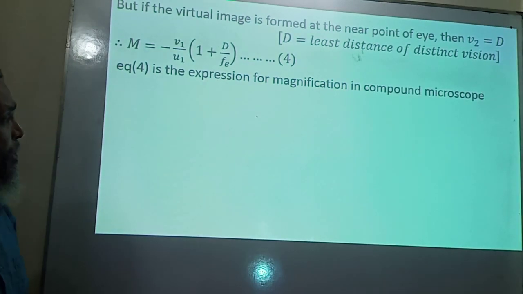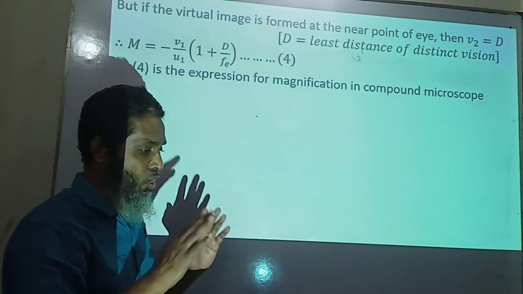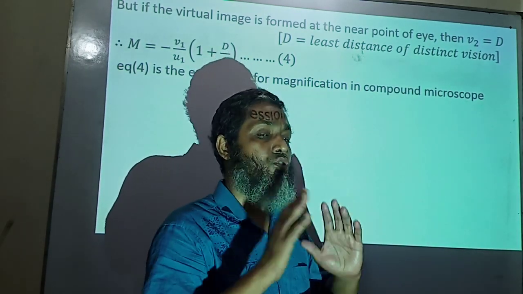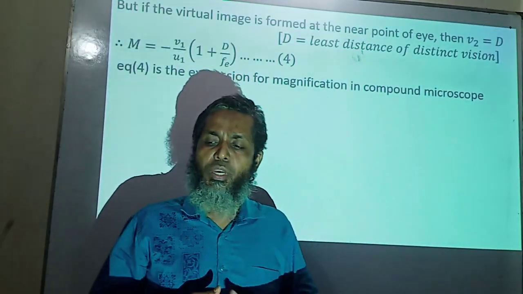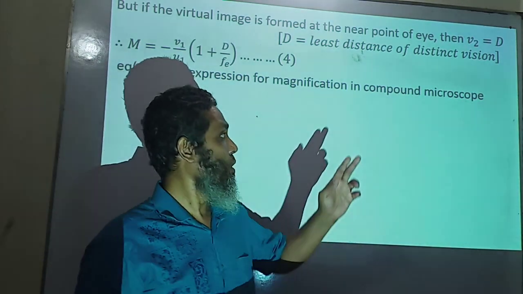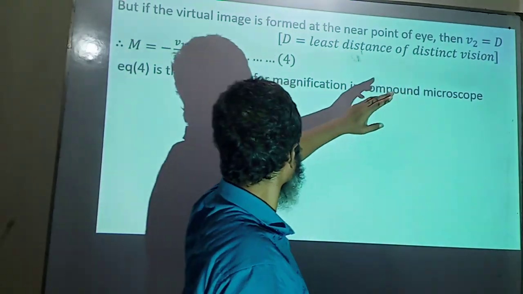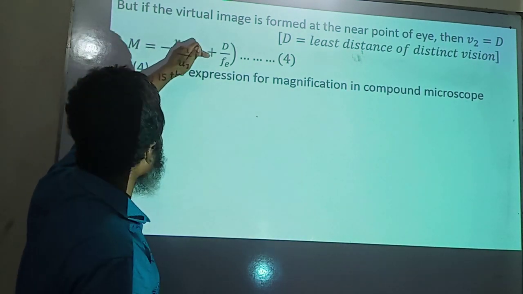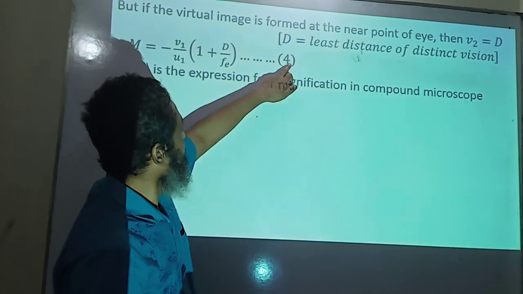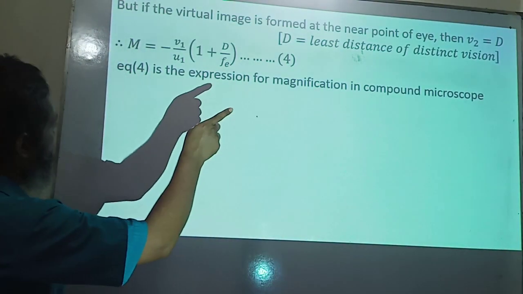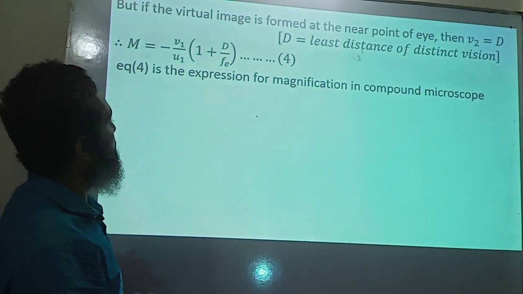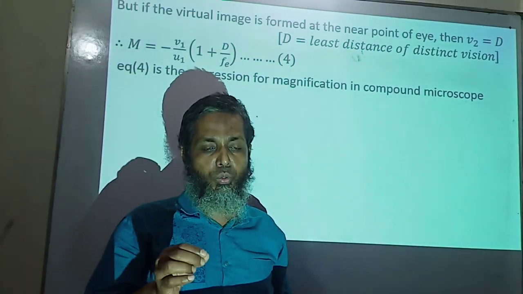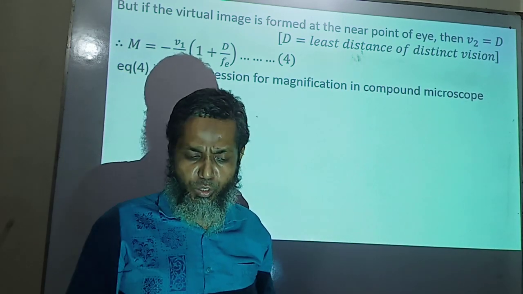And we know that in the compound microscope the final image is formed at the least distance of distinct vision, and that is capital D. So instead of v2 we can use D. So m is equal to minus v1 by u1 into 1 plus D by fe, equation number 4, and this equation 4 is the expression for magnification in a compound microscope. So I hope you understood the magnification in a compound microscope.